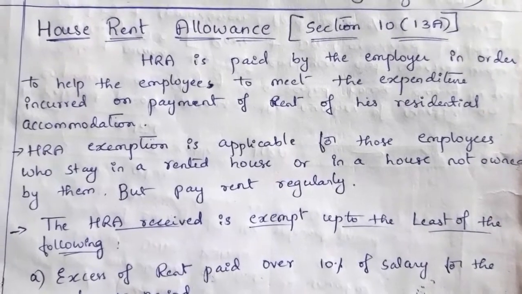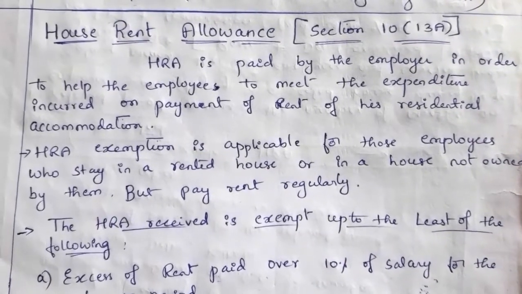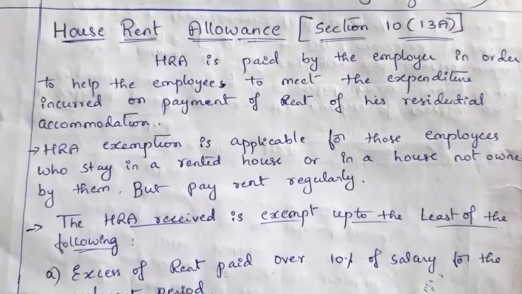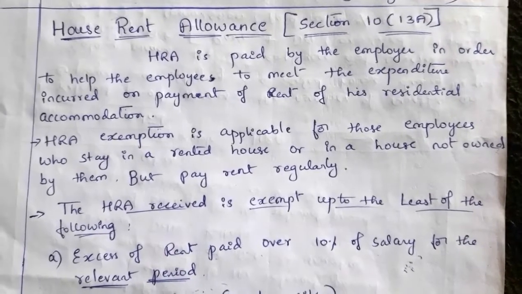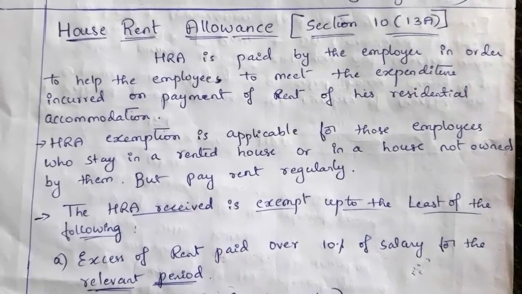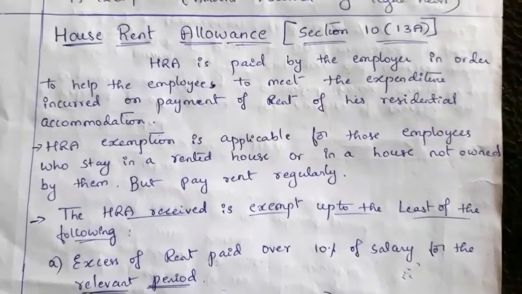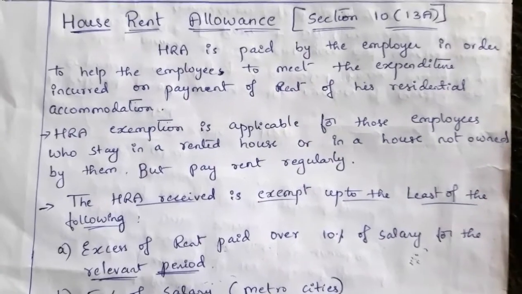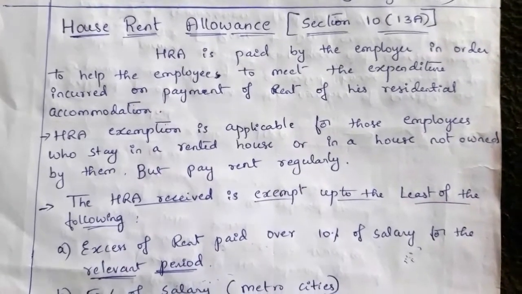Hello students, in the last class we learned what house rent allowance is, who can claim the exemption of house rent allowance, and the format for computing taxable house rent allowance. House rent allowance is an allowance given to the employee by the employer to meet the expenditure incurred on payment of rent for their residential accommodation. This exemption is applicable only for those employees who live on rent and who pay rent.